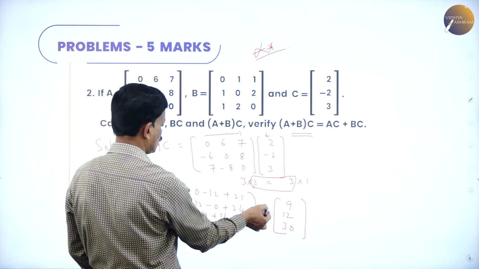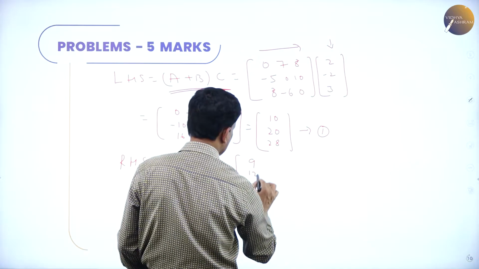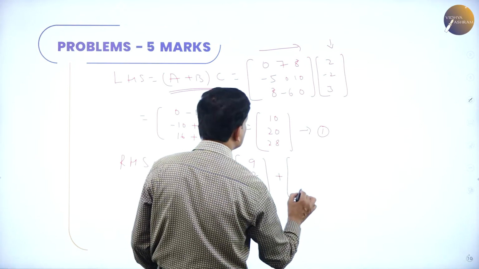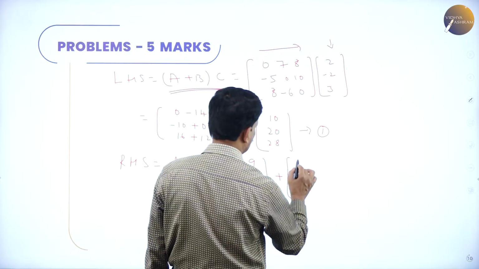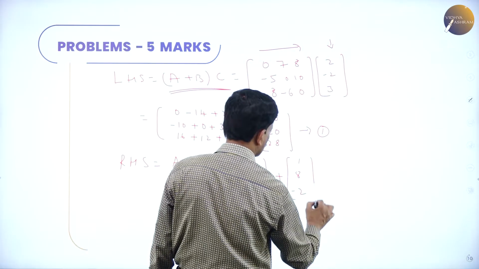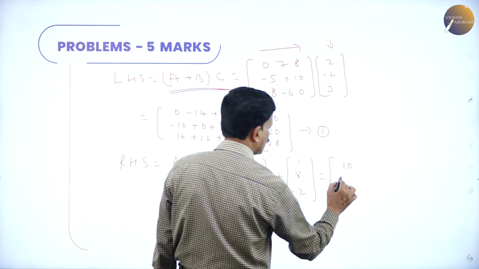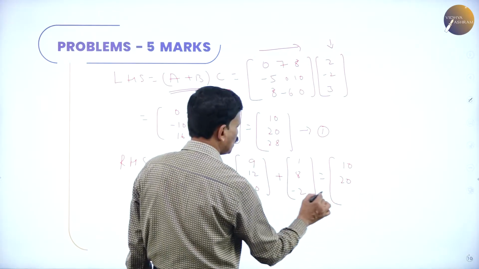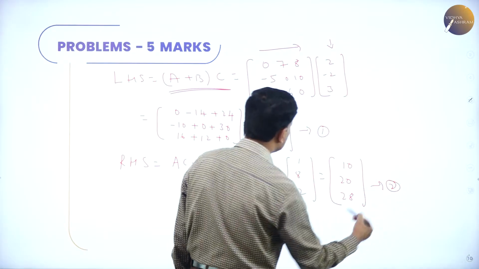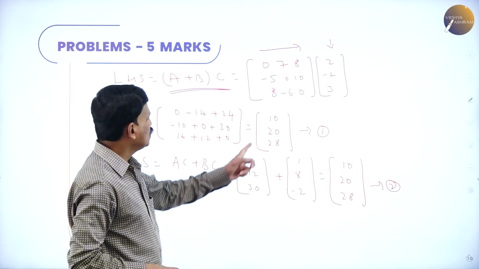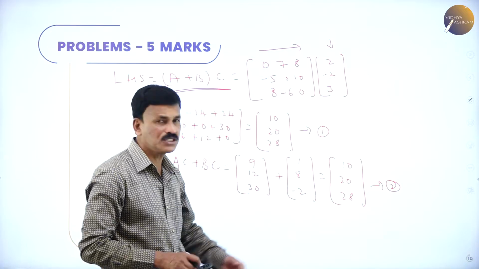So AC is equal to 9, 12 and 30 plus BC. What is BC? This is BC: 1, 8 minus 2. Now add this. 9 plus 1 is 10, 12 plus 8 is 20, 30 minus 2 is 28. This is equation number 2. See what is equation 1 and 2. Equation 1 contains 10, 20, 28. Equation 2 contains 10, 20 and 28.